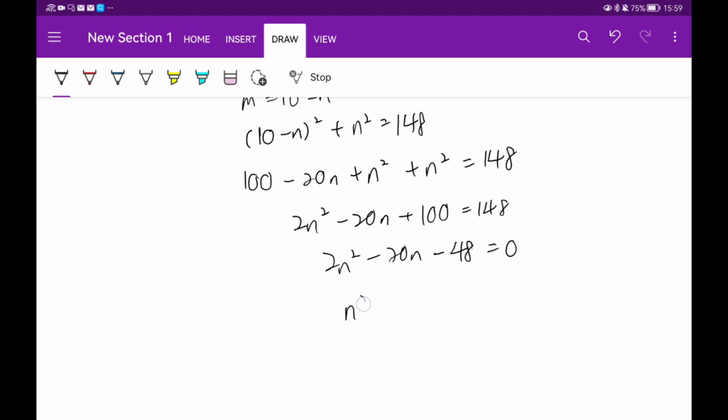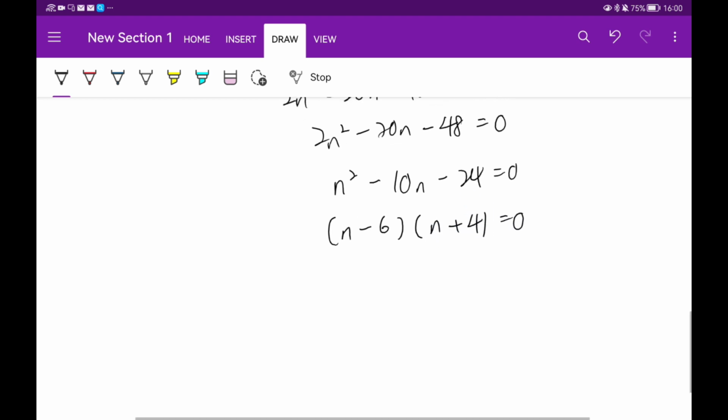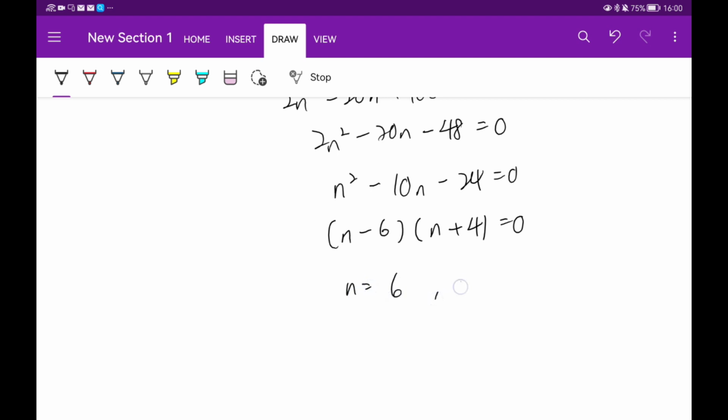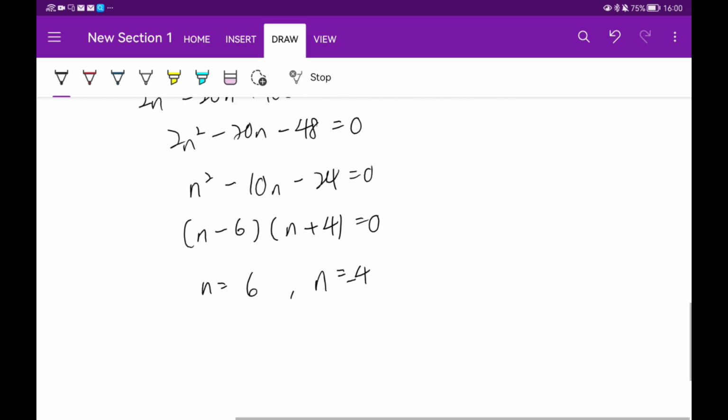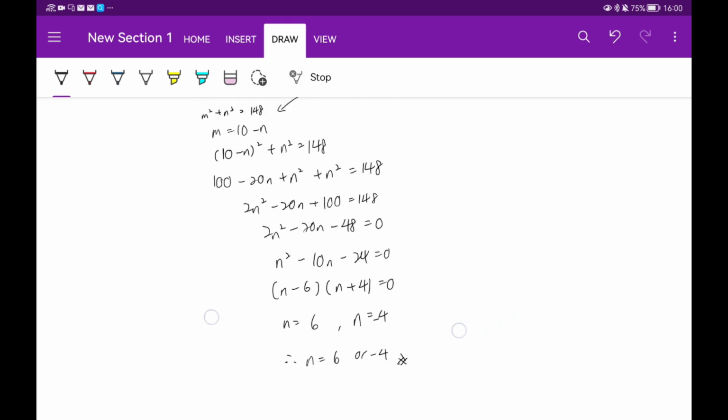So we also can write n squared, we also can simplify it, minus 10n minus 24 equal to 0. So hence we will get, use calculator, so we will get the value of n minus 6, n plus 4 is equal to 0. So n we will get 6, or n we will get negative 4, right? Yeah, so hence the value of n is 6 or negative 4. Right? So this is for question 2.